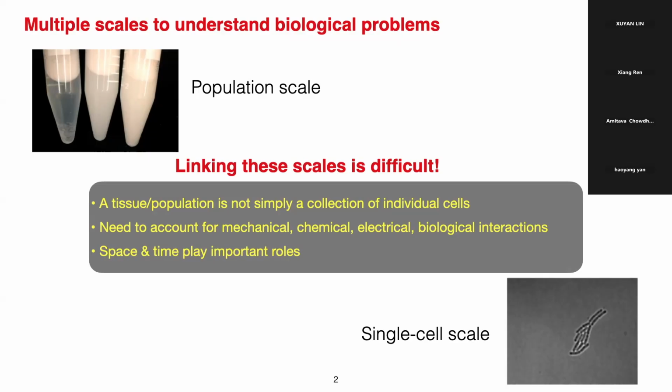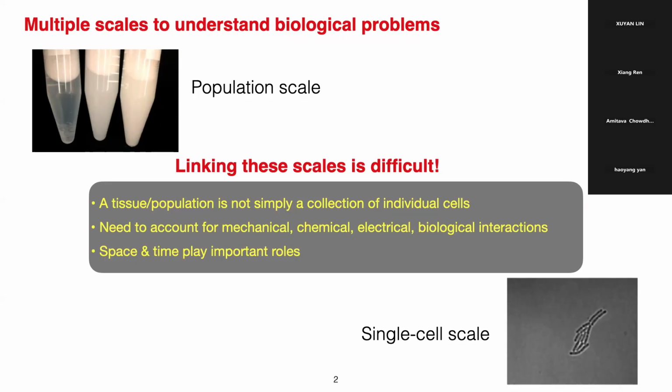In particular, when you want to build from single cell to many cells, you have to take into account space and time. Things that happen locally at one point in time do not necessarily affect everybody at the same time. The signals have to transfer, and so this becomes also a complicated problem.